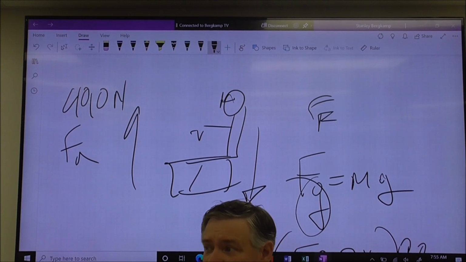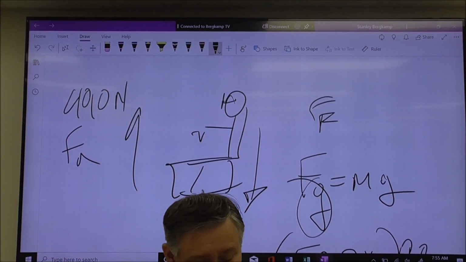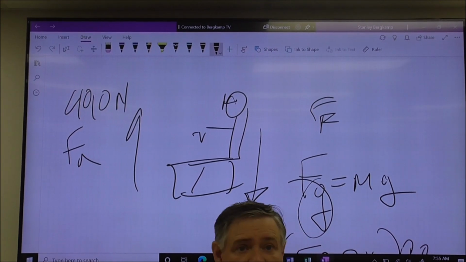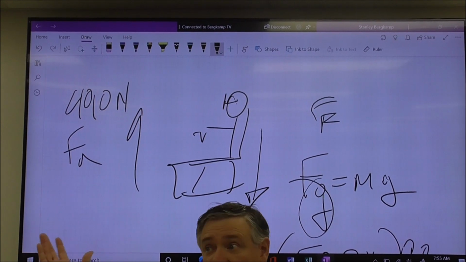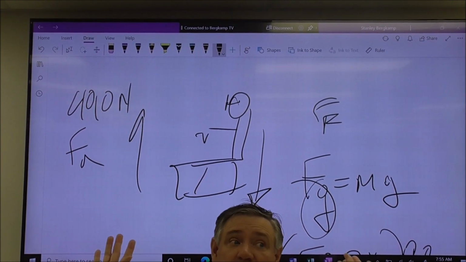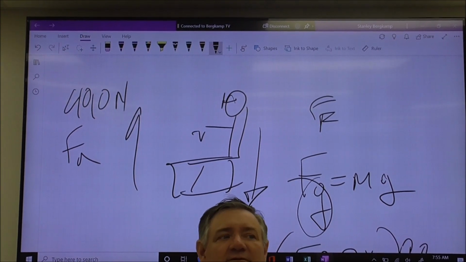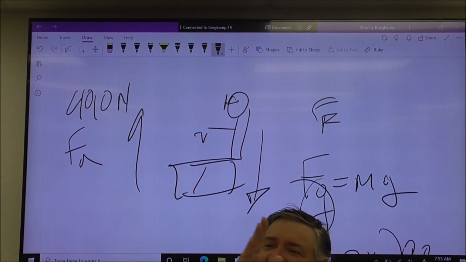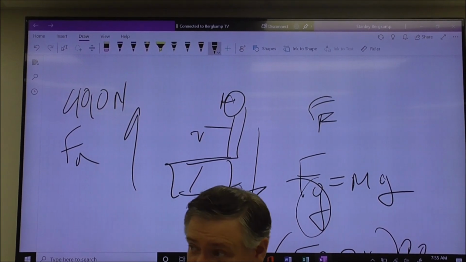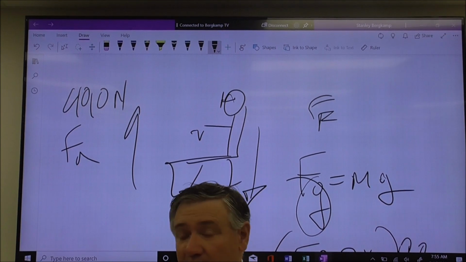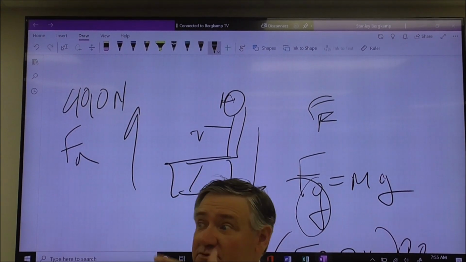Do I want to have Hector move at a constant velocity and all the forces add up to equal 0? Or do I want to make Hector accelerate and the forces don't add up to equal 0? That's it. Those are the only two things that I can do. Hector is either accelerating and forces don't add up to equal 0, or he's at a constant velocity. That's it.